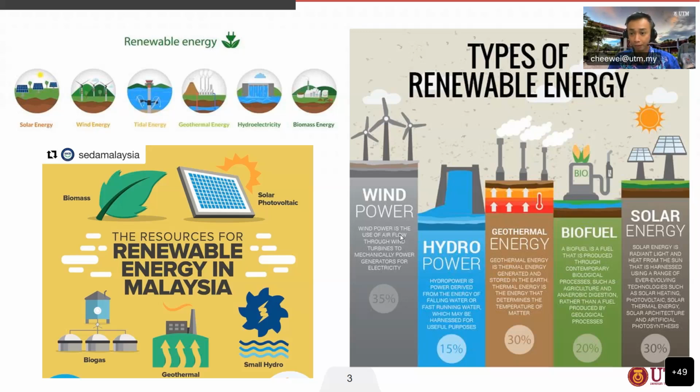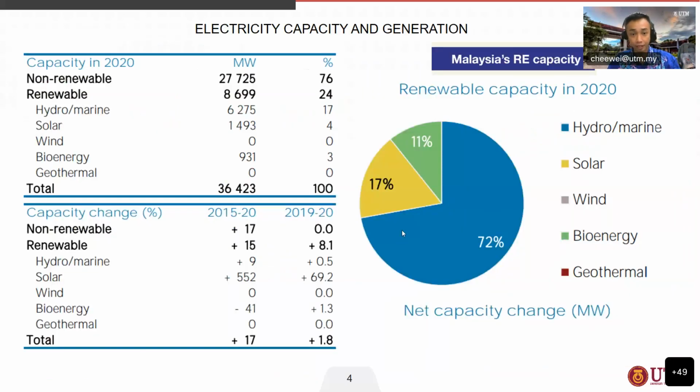Thank you for the participation here. Now let's proceed to the next slide. I would like to highlight that the capacity in 2020 for the energy mix in Malaysia, if you look at the numbers on the left-hand side, on the top part, we have non-renewable contribution of about 76%, and renewable is 24% of the total energy mix.